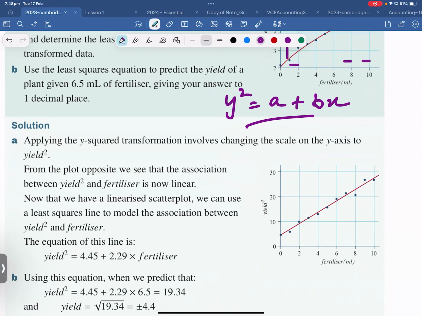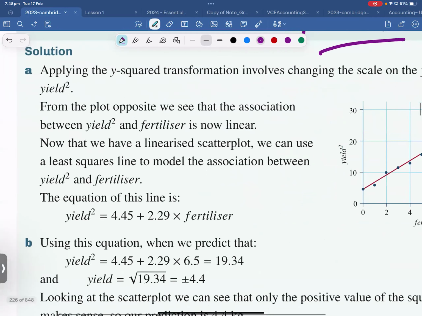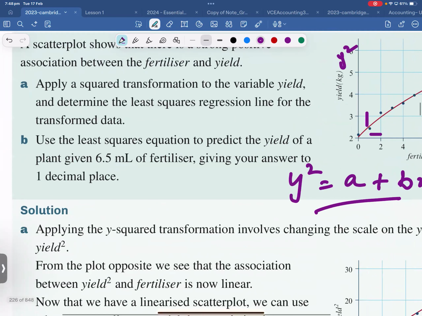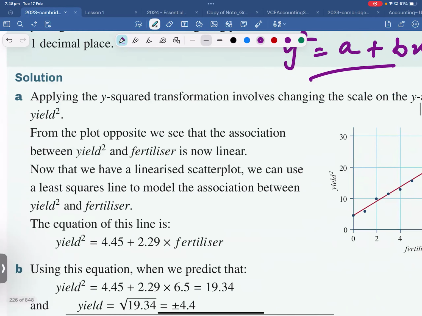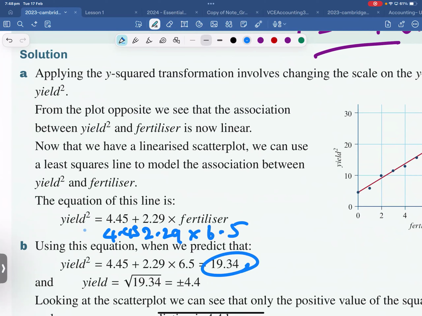Now let's see, good question. Look at this one. What happens? Now use the least squares equation to predict the yield of a plant given 6.5 milliliters of fertilizer. Then guys, our equation is this one, right? 2.29, fertilizer is 6.5. 2.29 times 6.5, and 4.45. Then whatever the answer we are getting, what is it? 19.34.